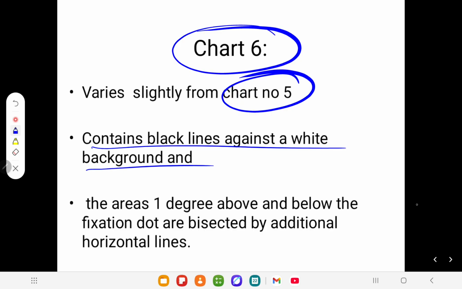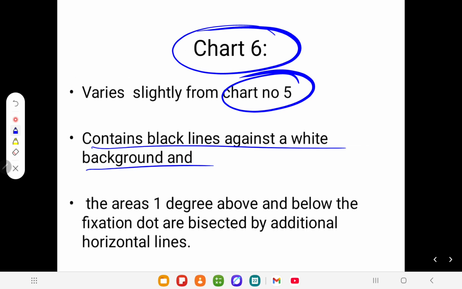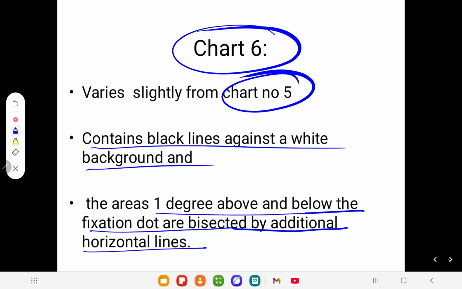This is the only chart in which you see a white background and black line. There is only one thing: only one background is white, and the line is black. One extra thing is this, isn't it? There are a few more lines. The area 1 degree above and below the fixation dot bisects an additional horizontal line. So actually the area 1 degree above and 1 degree below has other horizontal lines too. That's the difference. So chart 6 is actually the only chart in which the background is white.